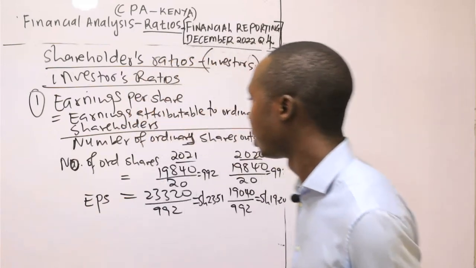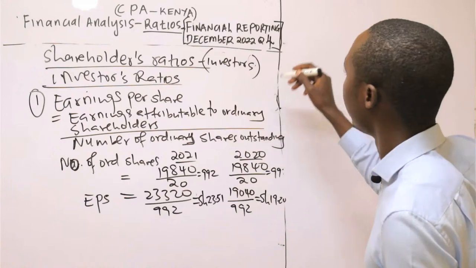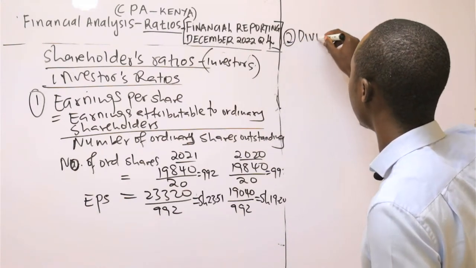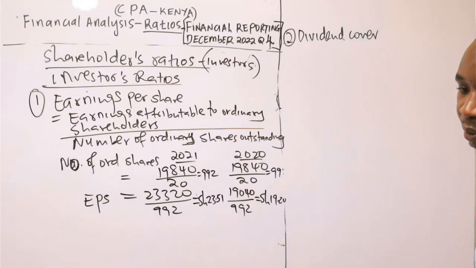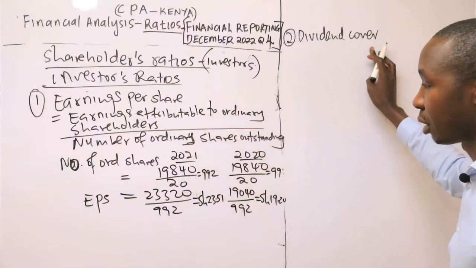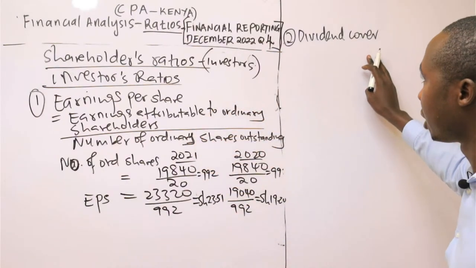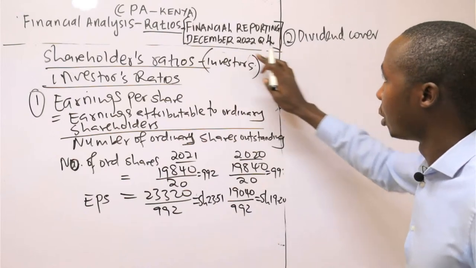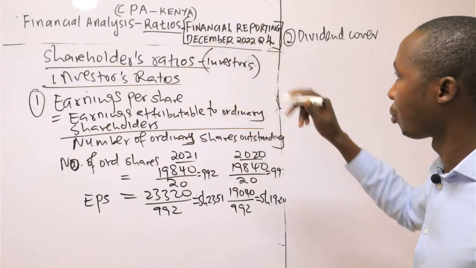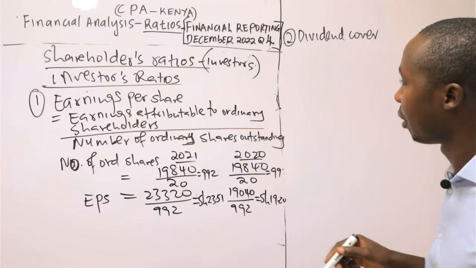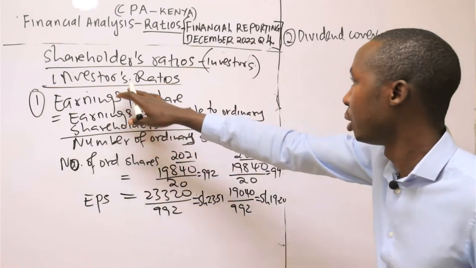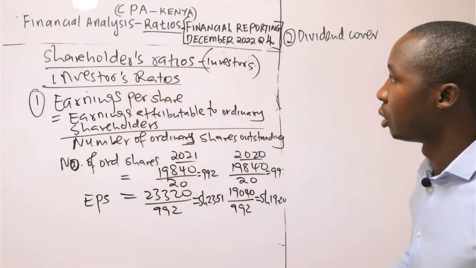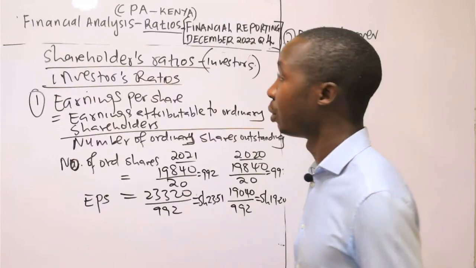Earnings per share. The second one I can pick is dividends cover. Then I will comment later to understand more about the earnings per share and the dividends cover. That is what they asked in the third part of that question, December 2022 question 4. We have done the first part, I'm in the second part, and I will do the third part concurrently. As I talk about these shareholders ratios, I go to trade payables ratios, then do the internal management ratios.